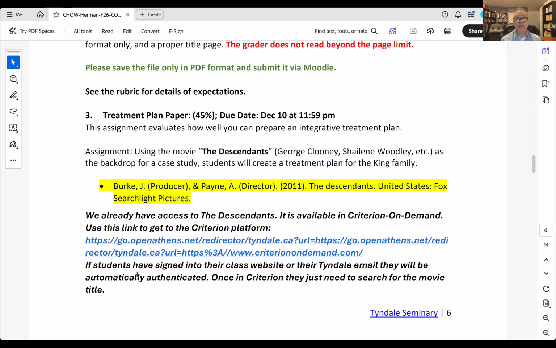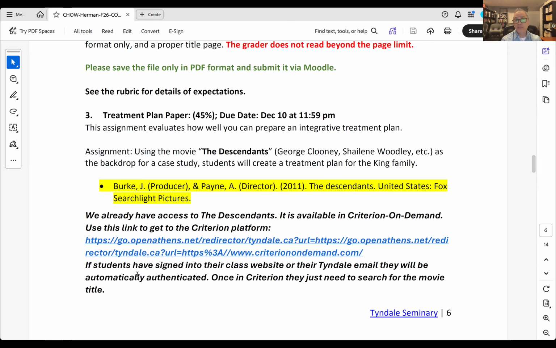The purpose of this paper is to evaluate how well you can prepare an integrative treatment plan. Like I was telling you before, a treatment plan is a must for any health professional. So we would like you to be able to learn how to write an integrative treatment plan. So the assignment goes like this.